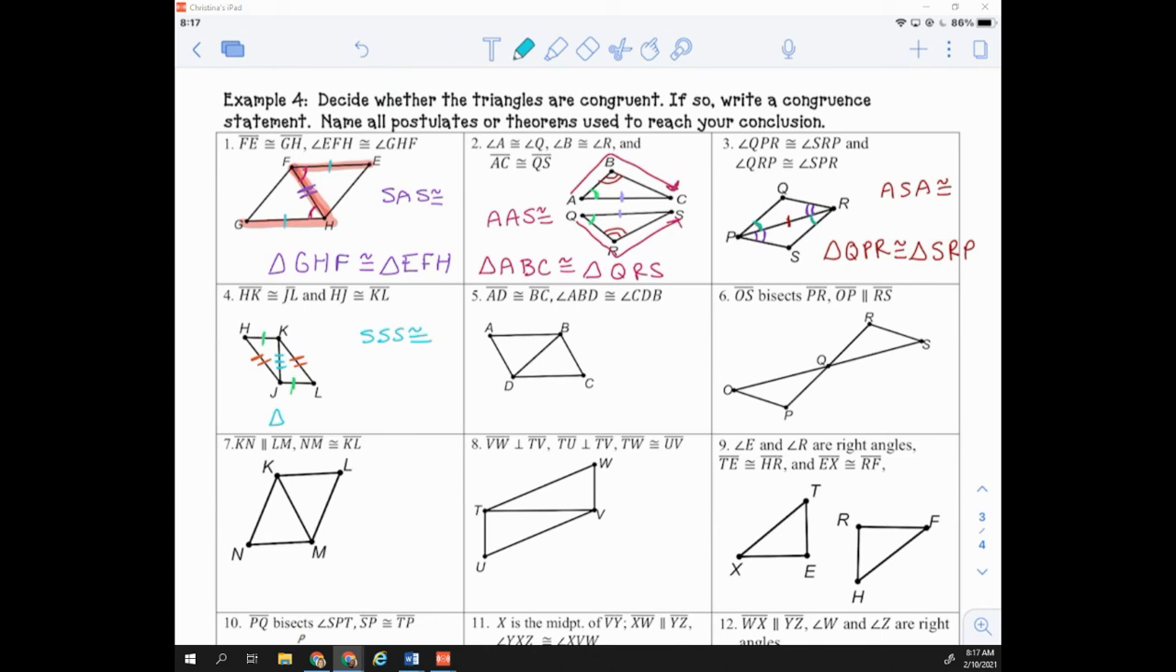So for the triangle, we can go any order we want for the first one. So I'm going to do KHJ. So I went down the 1 tick mark, then down the 2 tick marks. So I'm going to do triangle JLK.